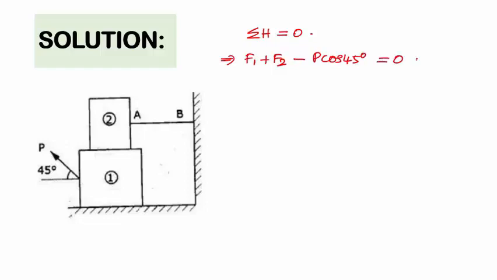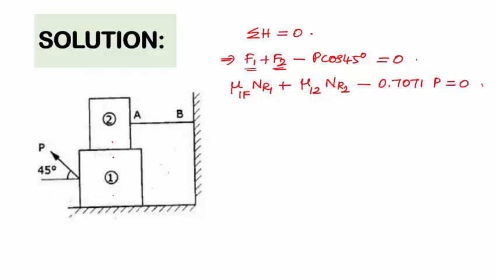The formula for frictional force component is known to be mu into normal reaction. So this F1 is the frictional force acting between the block 1 and the floor. So F1 is mu 1F NR1 plus F2 is the frictional force acting between block 1 and 2. So this is mu 12 NR2 minus P cos 45 degree. Cos 45 degree is 0.7071. So this will be 0.7071 P is equal to 0.